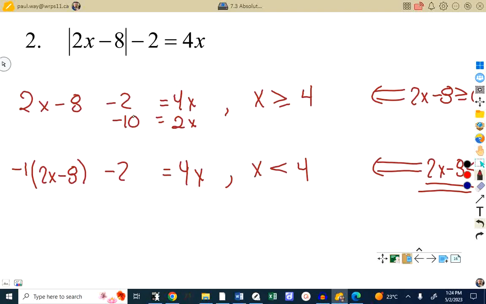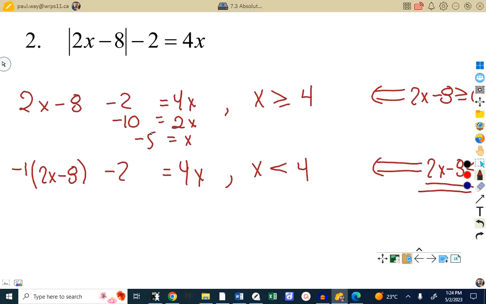Don't just be a passive learner here. That's not learning. Think about things. So what does that yield? That yields x equals negative 5. Is negative 5 in this domain of x is greater than or equal to 4?